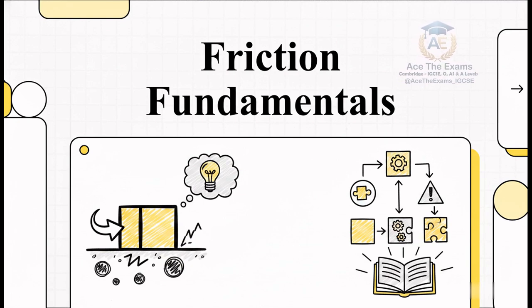Whether you're sitting for the 0625, 0651, 0652, 5054, or even gearing up for the 9702, this strategy applies. Today we're using a massive topic, friction fundamentals, as our testing round. Now, to understand why we need this strategy, let's look at a real Cambridge past paper challenge.